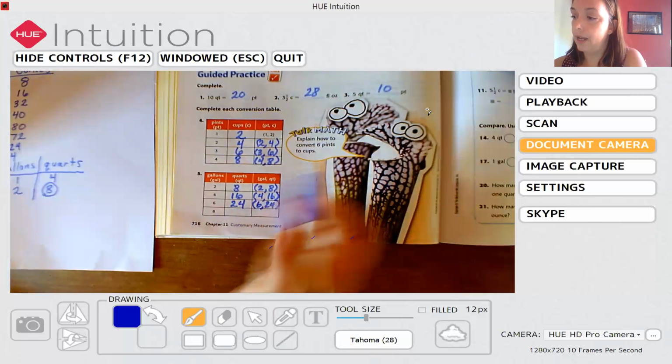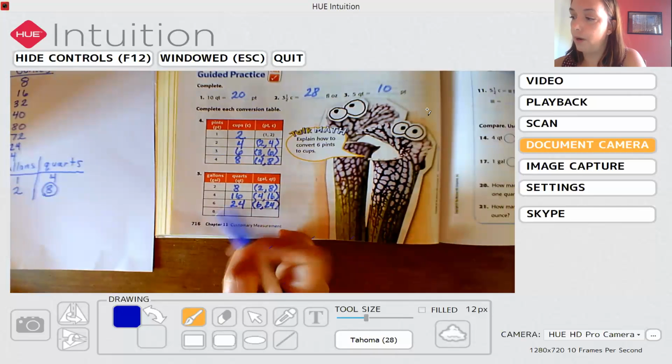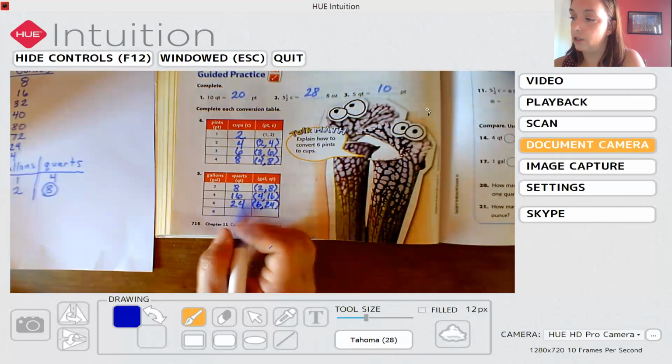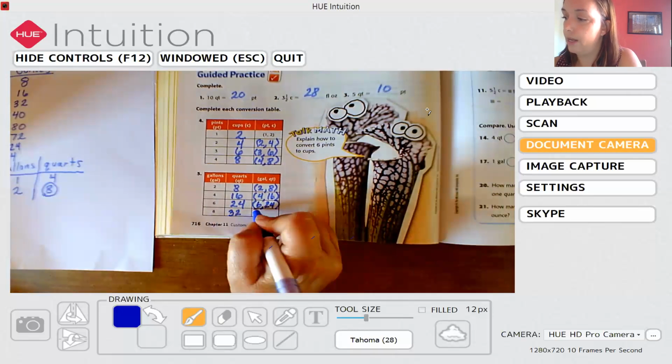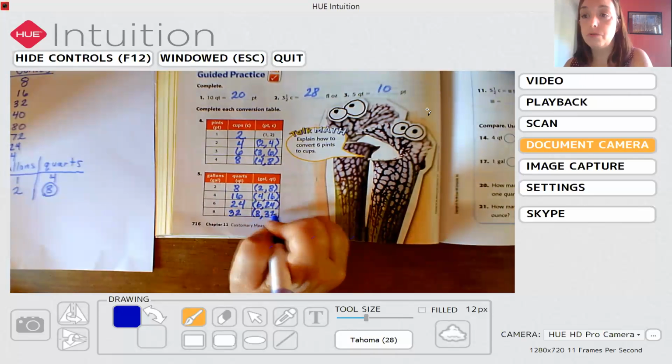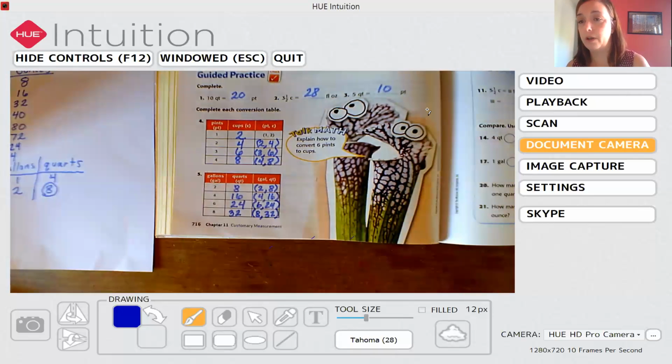And then for my 8, I can double the 4, right? Because if I double 4, that's 8. So if I double 16, that's 32. So 8, 32. And that's how you use a ratio table to help you convert units of capacity.